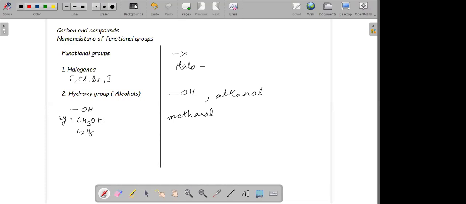So we write it C2H5OH, or we can also write it as CH3CH2OH. Or I told you, you can also write C2H6O. That is also correct. So all these are the formulas and the methods of writing it. There are other methods also which you learn, like bond line methods. Okay. So this is ethanol.